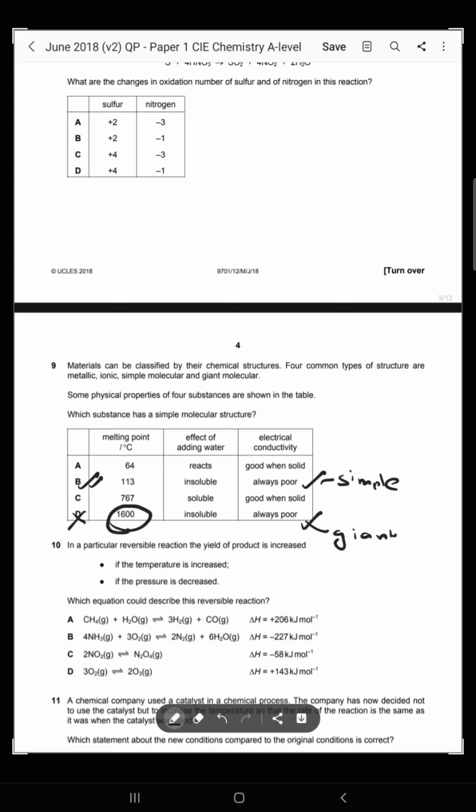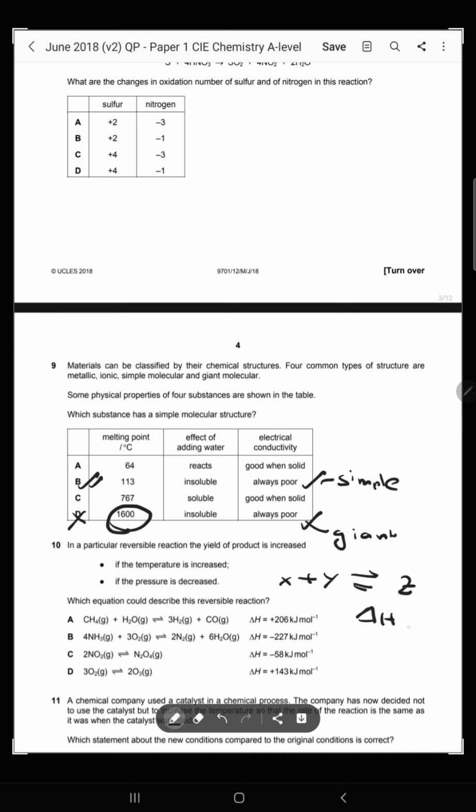In a particular reversible reaction, the yield of product is increased if the temperature is increased and if the pressure is increased. Which equation could describe this reversible reaction? So the yield is increased when the temperature is increased, so the equation has to move to the right. So x plus y is equal to z, something like this.